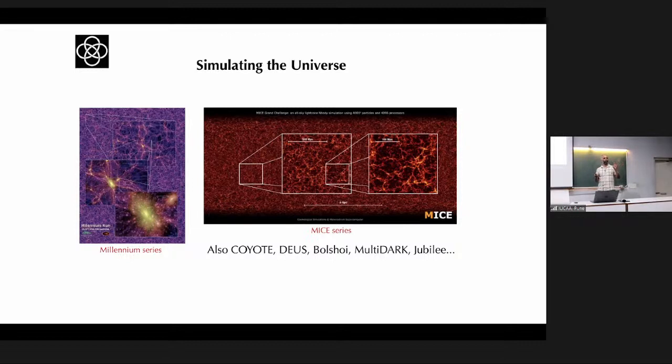The only way to solve the full problem is to do it numerically. And that is why numerical simulations have been developed over the last several decades. By now they have reached a stage where they span a wide dynamic range in masses and in length scale. Here I've shown you a couple of publicity pictures from these two simulations, MICE and Millennium. Millennium was one of the first really large high-resolution simulations. MICE is another one that came out about 10, 12 years ago.